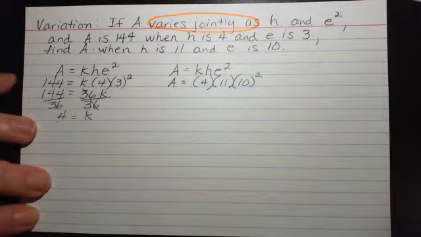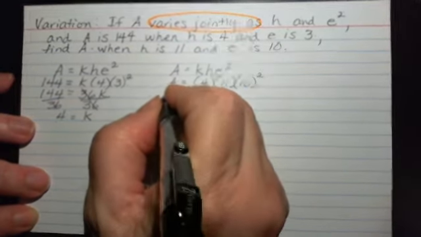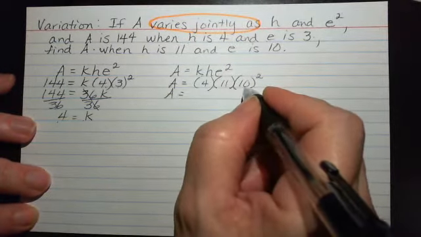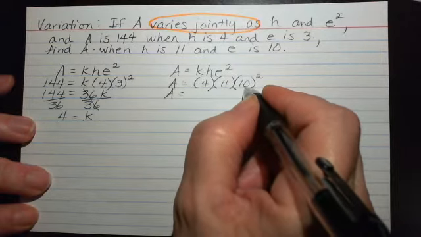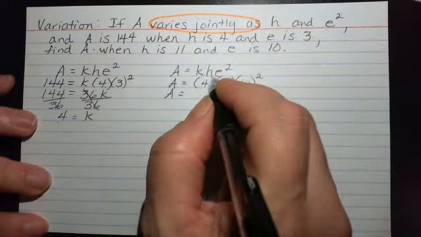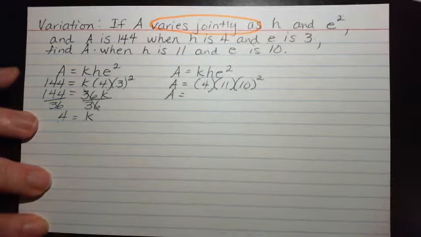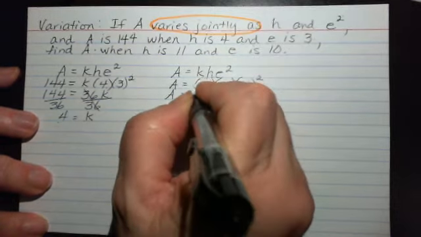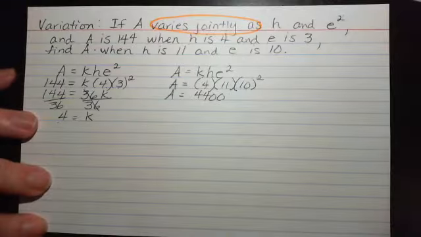Okay, so now we have math to do here. Order of operations says we square before we multiply, so 10 squared is 100 times 4 times 11. So let's take that, 100 times 4 times 11 gives us 4,400.